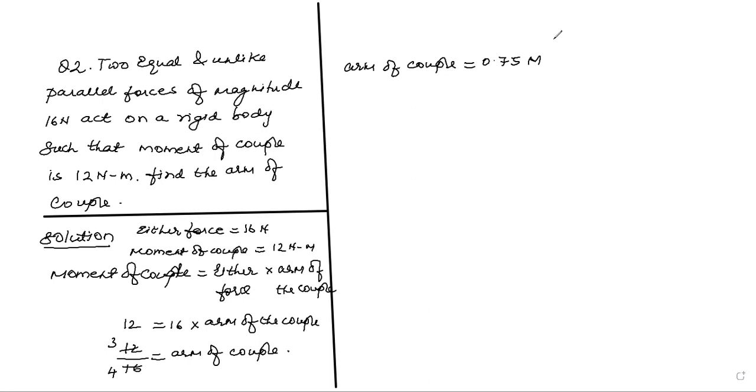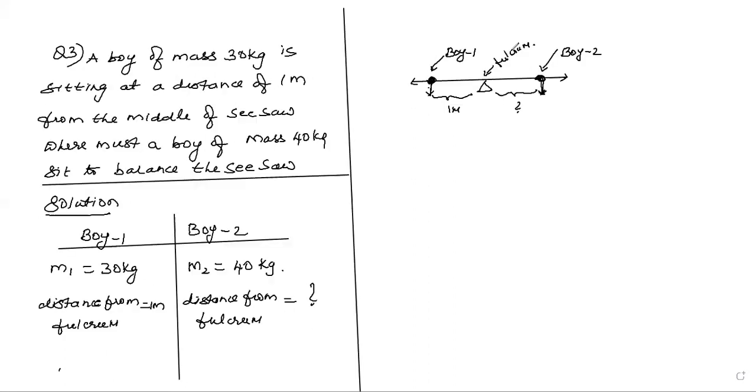Okay, we go to the next sum, children. We go to question number 3. A boy of mass 30 kg is sitting at a distance of 1 meter from the middle of the seesaw. Where must a boy of mass 40 kg sit to balance the seesaw?